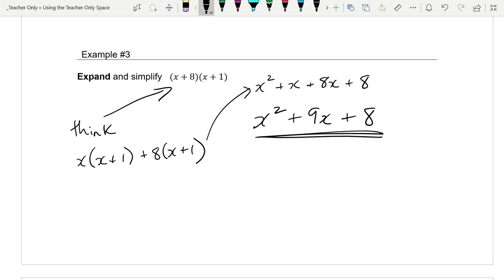Now, you can break any multiply of a binomial times a binomial, or a trinomial times a trinomial, or any polynomial times any other polynomial, the same way that I just did this, and think about it that way. But that's not the only way you can think about it.